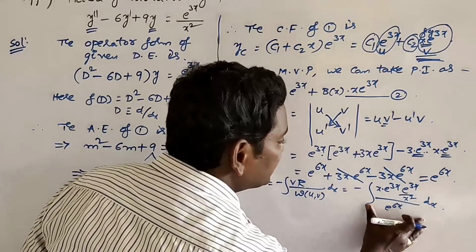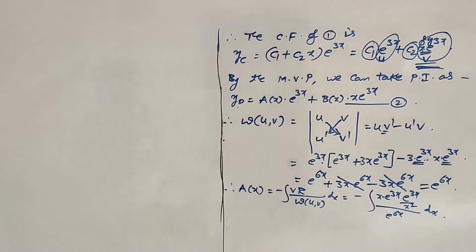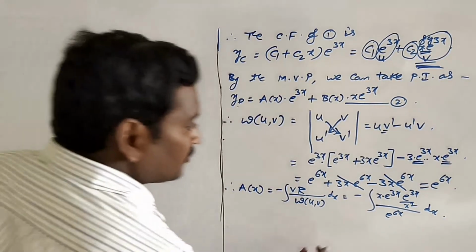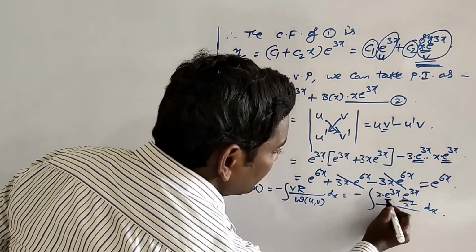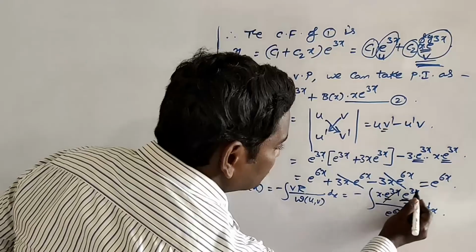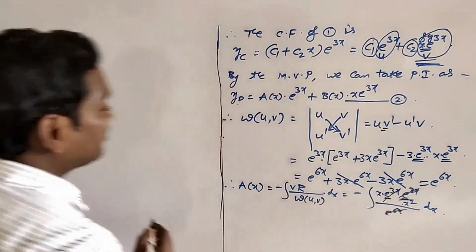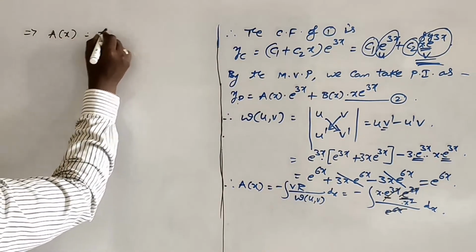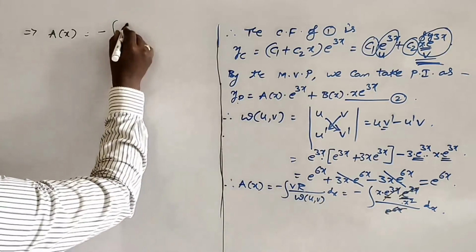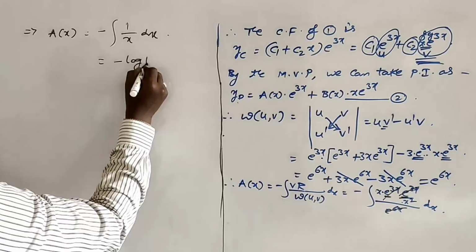I will simplify this integral here. We observe that in the numerator we have e power 3x into e power 3x, which is e power 6x, so these both get cancelled. The remaining part is x by x square. So what is the a of x value? Minus is there. x by x square is nothing but 1 by x into dx. So it would be minus log mod x.